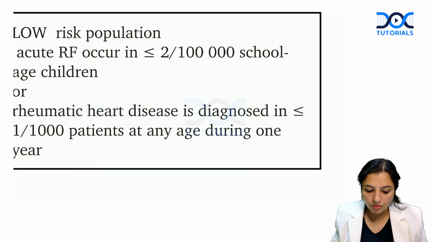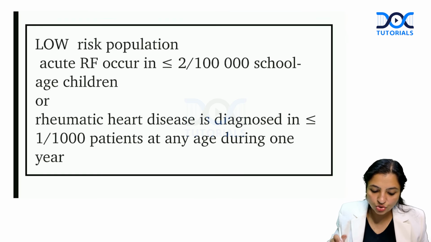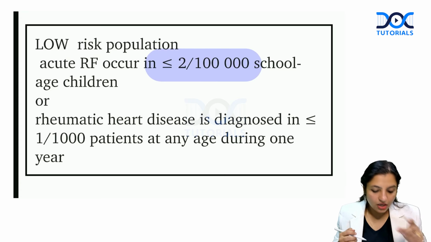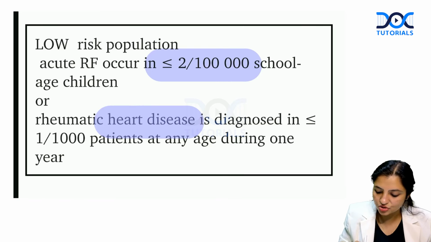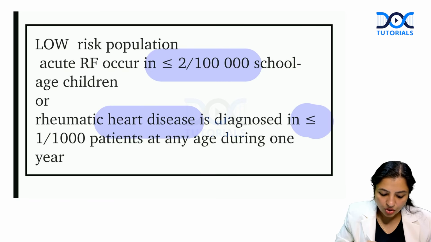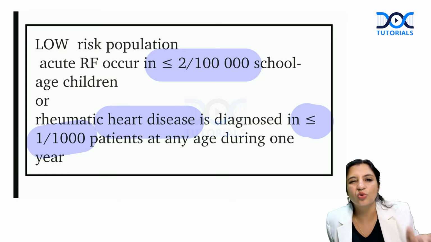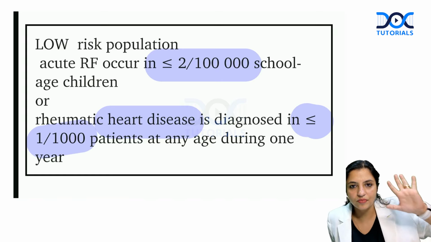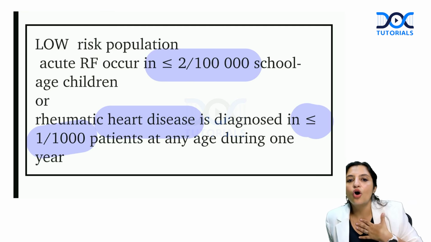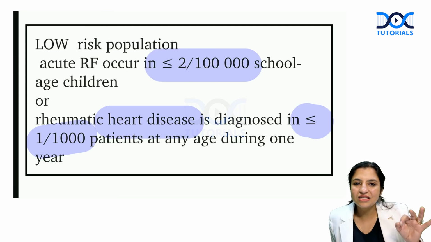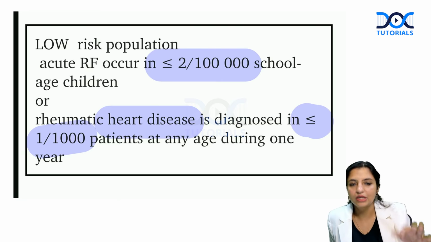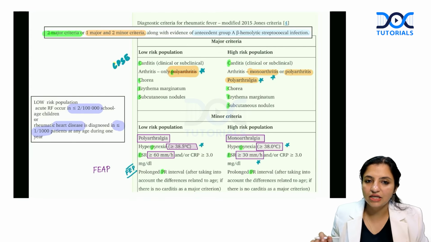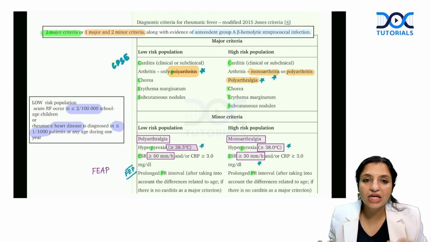So remember, a low risk population is a population where acute rheumatic fever occurs in less than 2 per 1 lakh school children, or if the patient has got rheumatic heart disease, in less than 1 per 1000 patients, then it is low risk. So less than 1 case per 1000 at any age if there is a heart problem, or less than 2 per lakh school going children, then you should think of low risk. All the others are high risk. Okay, so that is the criteria which you should be clear, and that's an updated criteria which you have to remember.